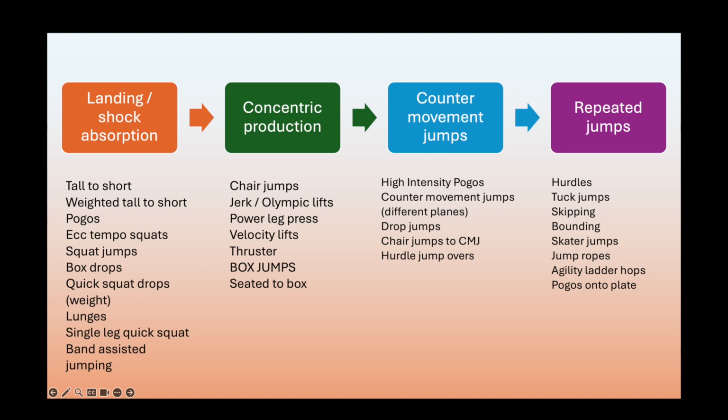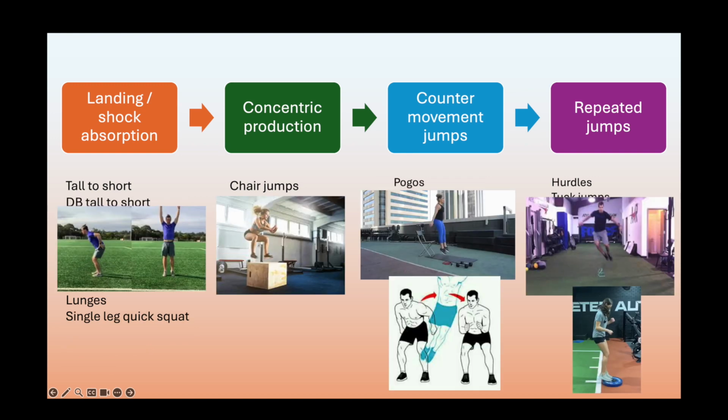In terms of concentric, box jumps are one of the best if you just want to do the concentric, because you're landing on the box, you don't have to worry about the shock absorption coming back down. An example progression could be doing tall to shorts, followed by a box jump, followed by a jump from a chair into a counter movement jump side to side, into repeated hurdle jumps, repeated jumps onto a plate and back down.